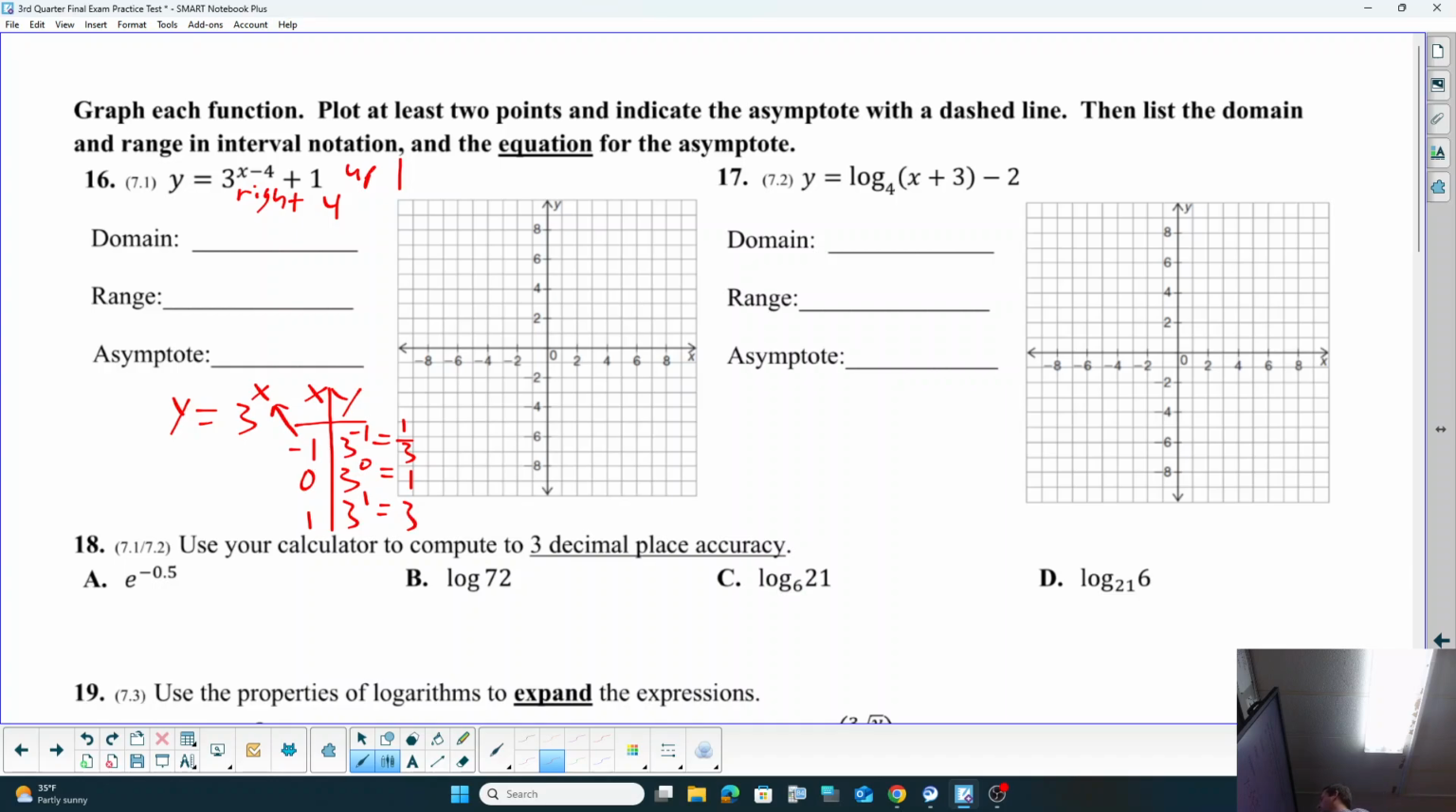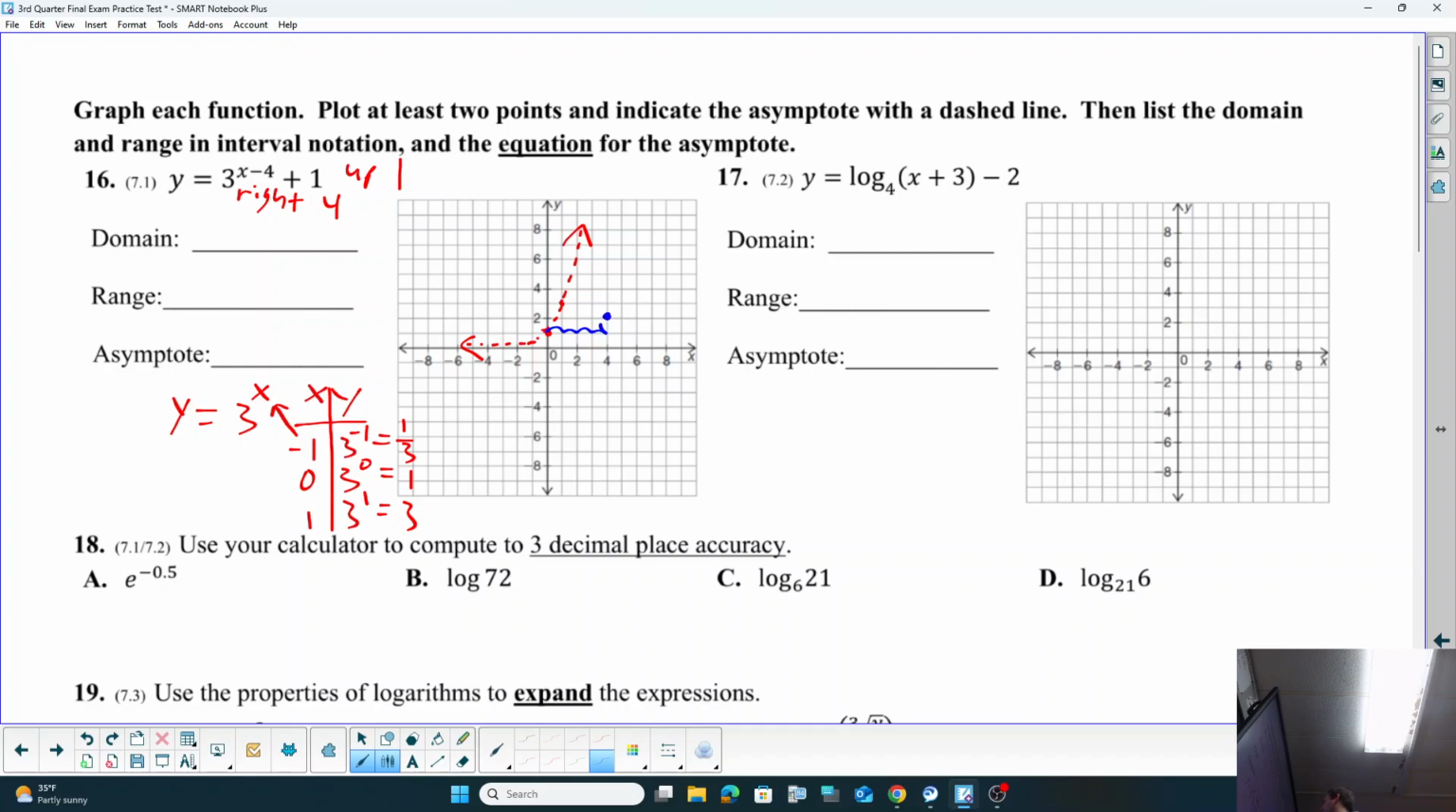So we go -1, up 1/3, 0, up 1, over 1, up 3. And so this is our parent function taken off there. But we're going to go right 4, up 1 with this coordinate here, right? So we're going to go right 4. So 1, 2, 3, 4, and up 1.